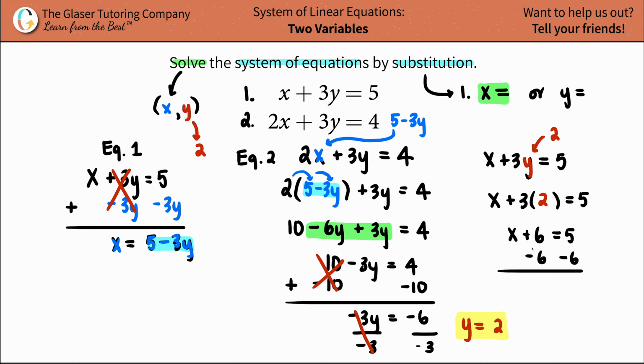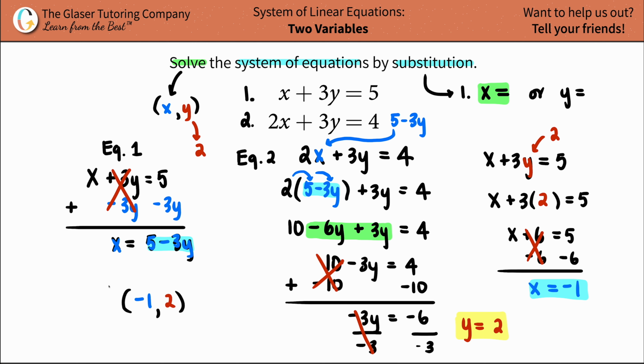These cancel out. And now we are left with our x value. X equals 5 minus 6, which is a negative 1. And that is our solution. So the point that we solved for is x comma y, so it's negative 1 comma 2.